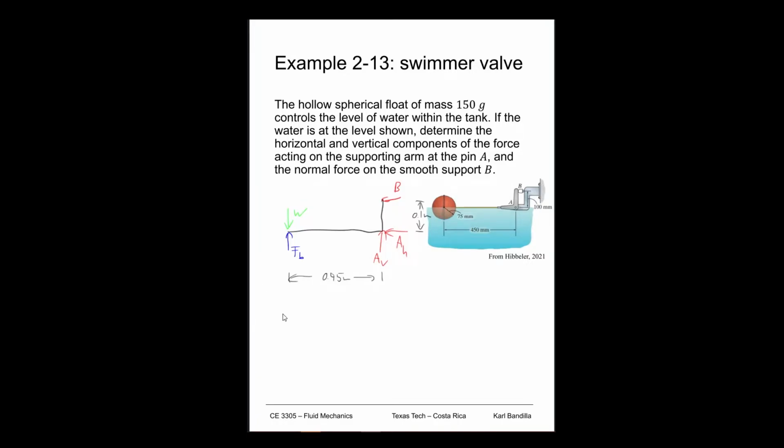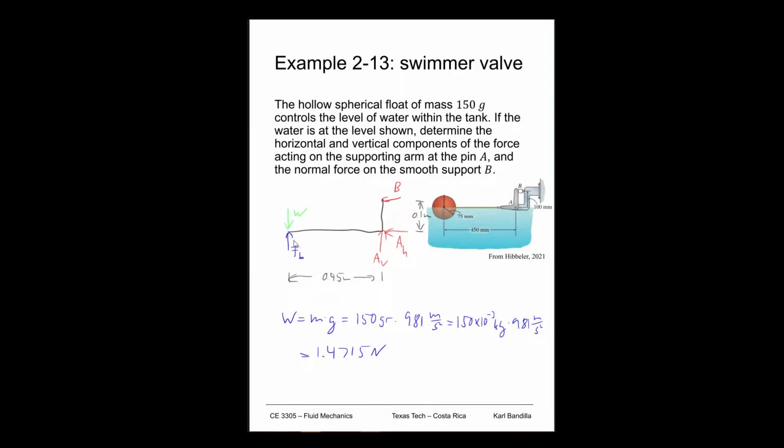So let's start with the weight. The weight is just m times g. That is 150 grams times 9.81 meters per second squared, or 150 times 10 to the minus 3 kilograms times 9.81 meters per second squared, and that is 1.4715 newtons. So that would be our weight.